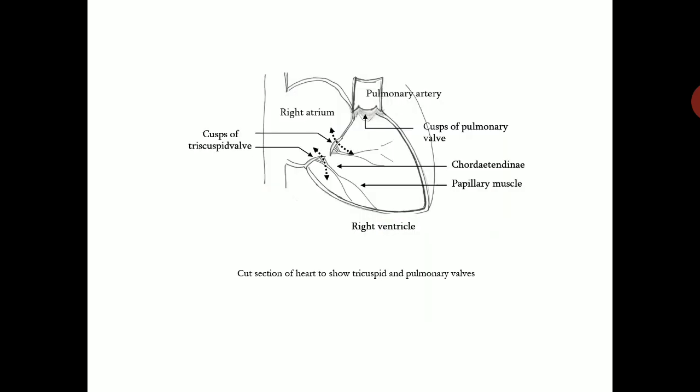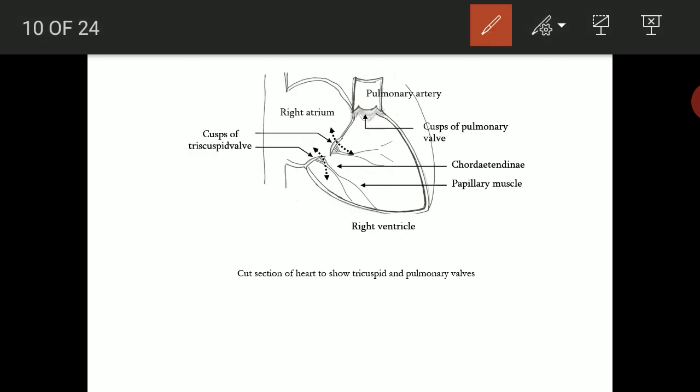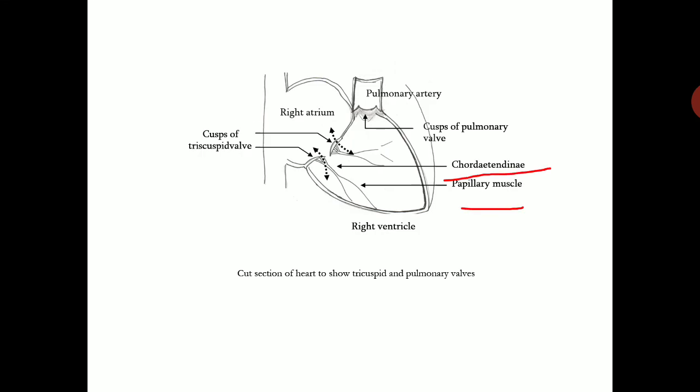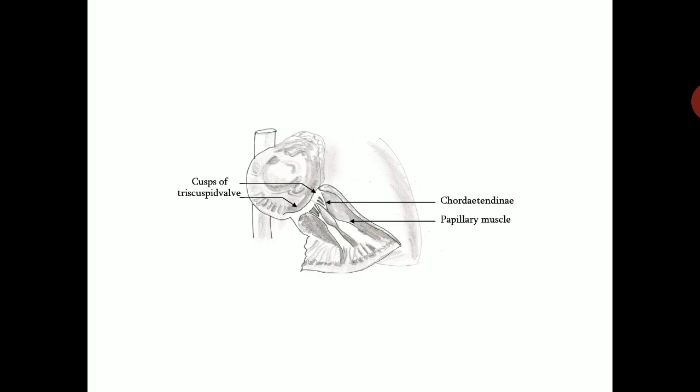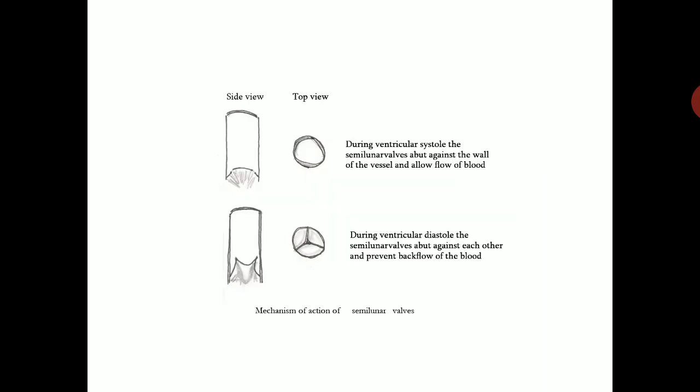Between the right atrium and right ventricle there is the tricuspid valve. In this diagram you are seeing the tricuspid valve. The valve has doors, or cusps. There are three cusps, but because this is a 2D diagram you are seeing only two cusps. These cusps are attached to chordae tendineae, which are further attached to the papillary muscle of the heart. This arrangement shows how the chordae tendineae are attached to the papillary muscle.